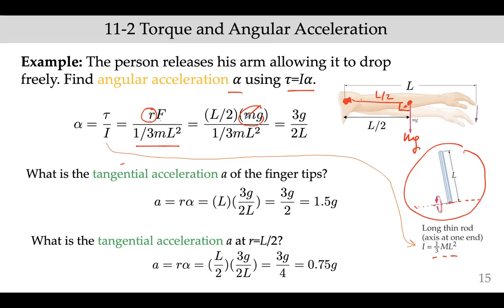Okay, so cancel this and this, and also cancel L with one of the L's here, and you end up with 3g divided by 2L. So this would be the angular acceleration of the arm.